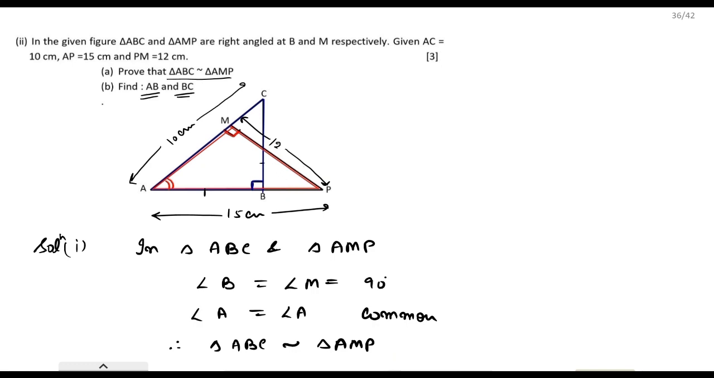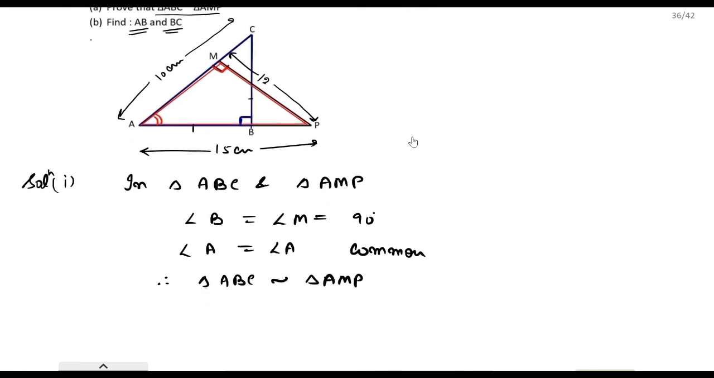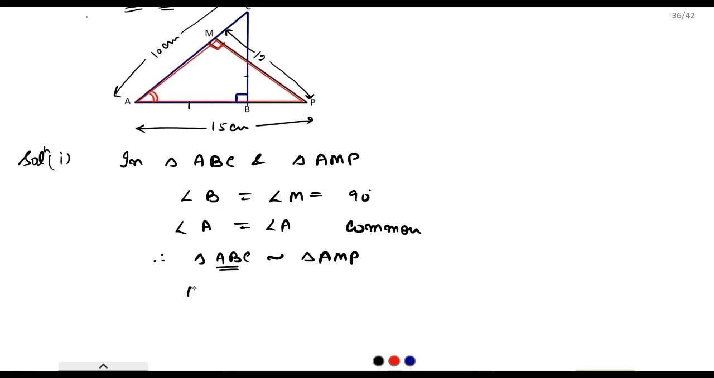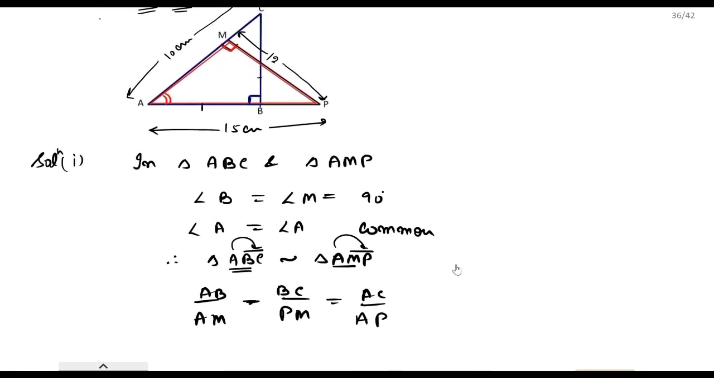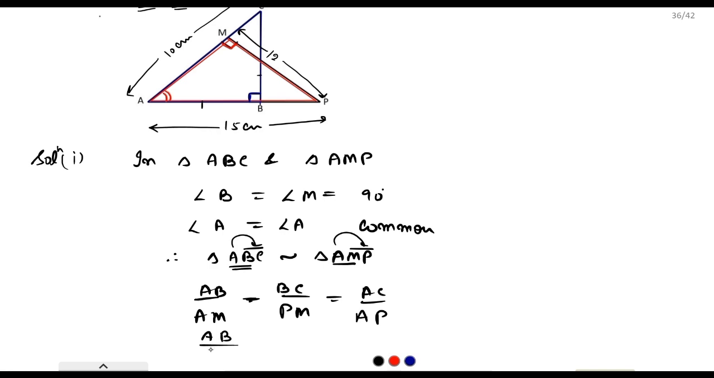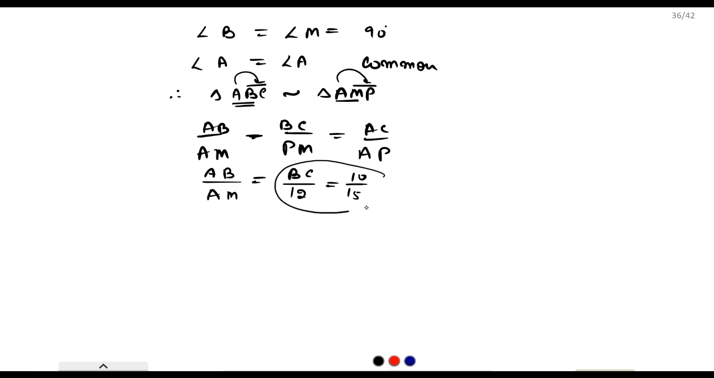If these two triangles are similar triangles, then their sides will be proportional. Means simply AB upon AM is equal to BC upon PM is equal to AC upon AP. Now put the given measurements. AB हमें known नहीं है, AM भी हमें known नहीं है, BC हमें find out करनी है and PM is 12, AC is 10 and AP is 15. Means from this relation we have to find BC.